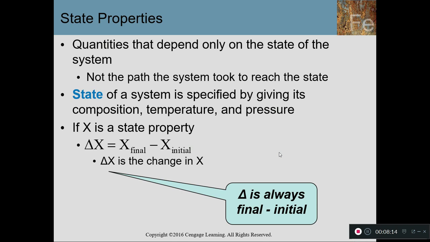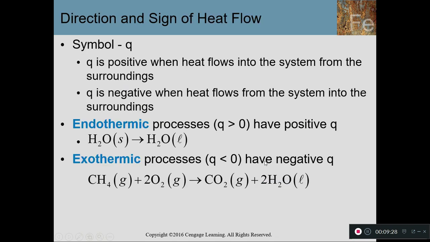So when talking about delta, it's always final minus initial, and we're going to be seeing that a lot. Final minus initial. We're going to use it a ton, whether it be the final amount of enthalpy, final amount of entropy, final amount of energy, final amount of temperature, minus the initial conditions.